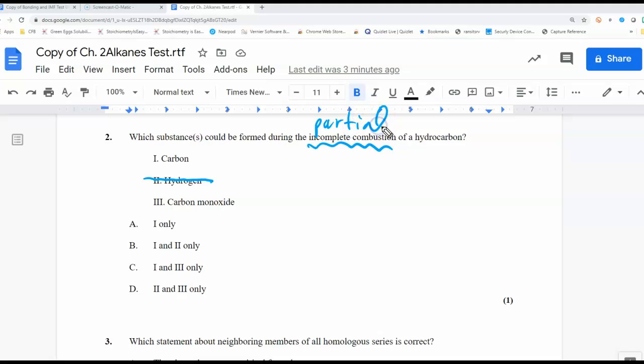So which substances could be formed? Could be formed. The reason why hydrogen can't be formed is it's highly explosive, and it would go ahead and combust, which would be making water, which would be one of the other things that it can make. So I think that our correct answer here came out to 1 and 3 only. So C was our correct answer. All right, we're going to move this along.